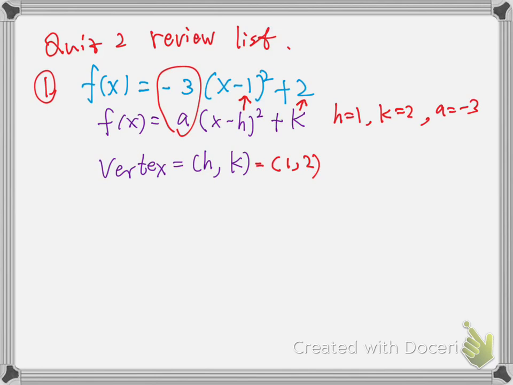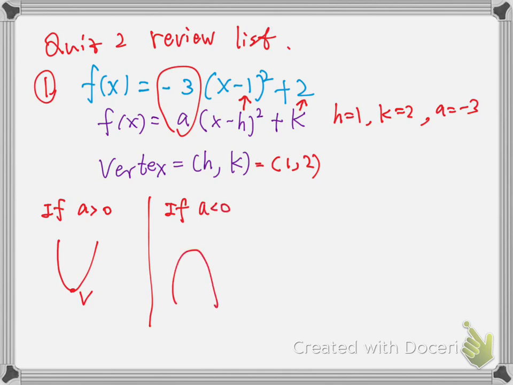So what does a do? a will tell us whether the parabola opens up or opens down, right? If a is bigger than 0, we will have a parabola that opens up. Here is the vertex, the minimum. If a is less than 0, we will have a parabola that opens down. It's like an M, and then the vertex will be the top. So now a is -3, so we have the second case.